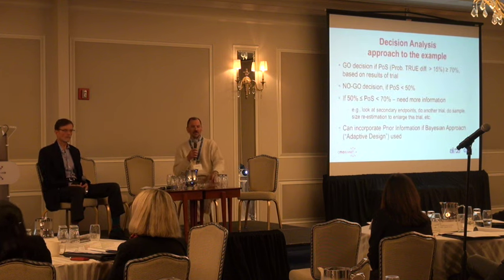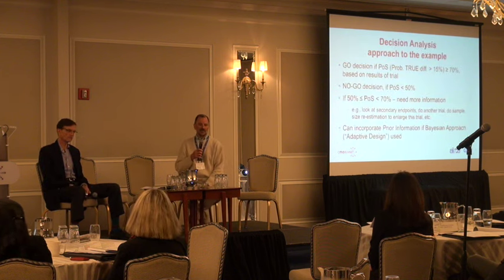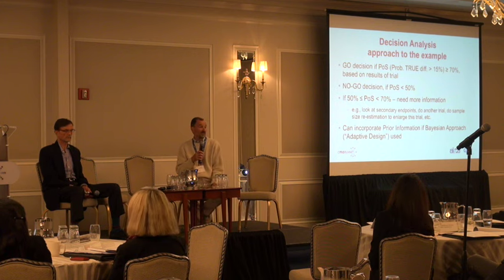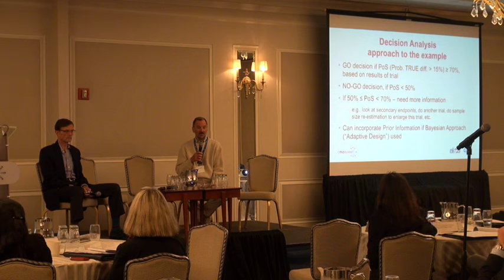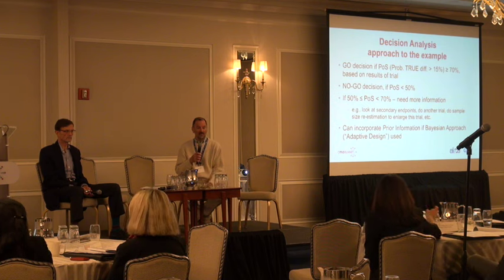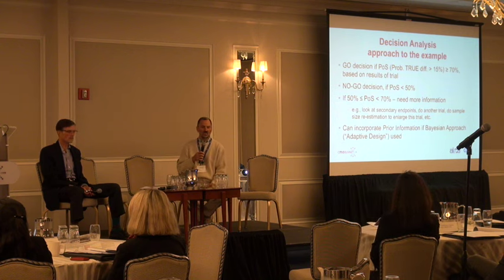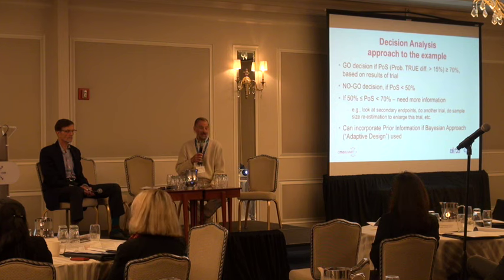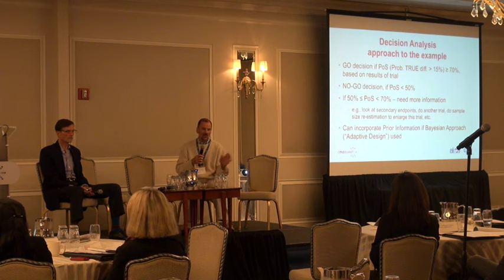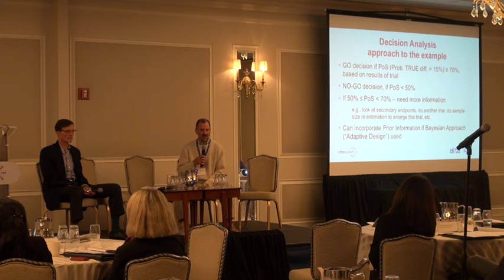So the second approach is a decision analysis approach, and this involves the criteria for success of the drug. We just simply compute the probability of success, and that is the probability that the true difference exceeds the target. And in order to make a go decision from the trial, we're going to say we need at least 70% probability of success. But for a no-go, if the probability of success is less than 50%, we're going to abandon the program.